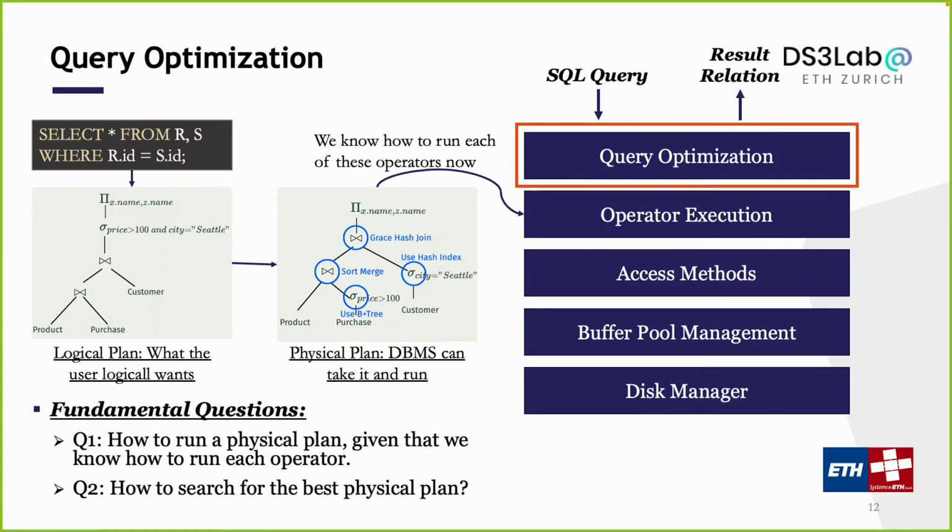And then if you look at this, there are two fundamental questions in building a query optimization layer. The first one is how to run a physical plan. Given a physical plan, how to run it. We talk about a physical plan as a DAG or tree of physical operators, but there are so many different ways to actually run it, given that we know how to run each operator. And the second question is how to search for the best physical plan to use. We are going to talk about these two questions. They are not independent, because given how you are going to run the plan, you have different ways to search for the best plan.